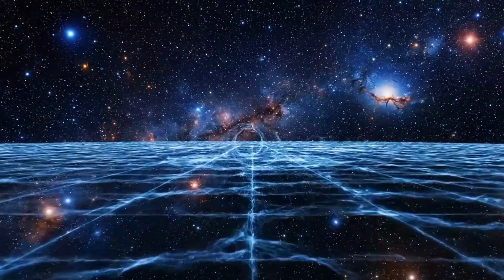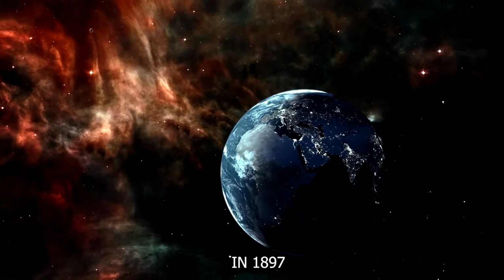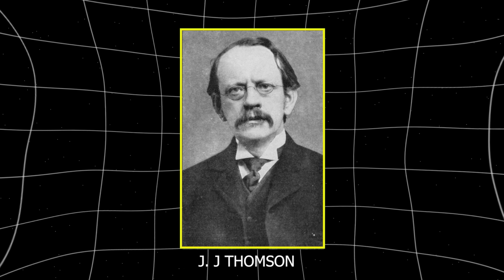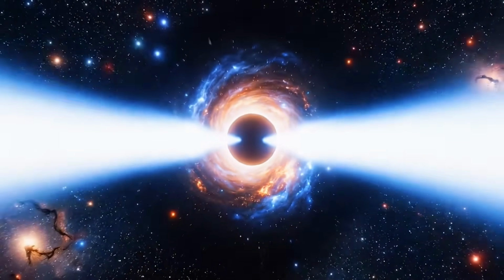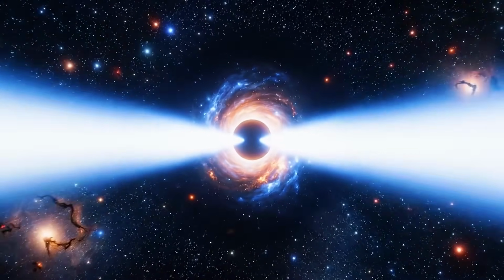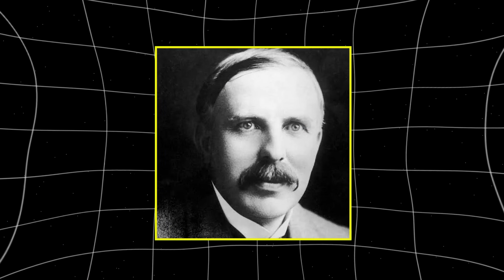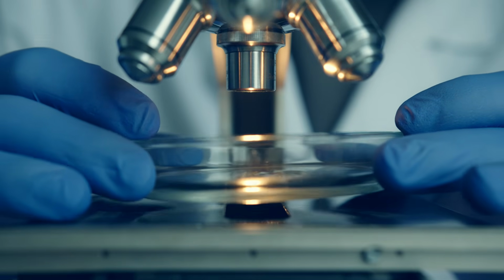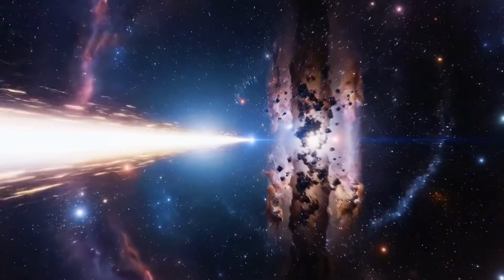The structure of the atom was established through a sequence of experiments. In 1897, J.J. Thomson identified the electron using cathode ray tubes and demonstrated that atoms contain negatively charged particles smaller than hydrogen. In 1909, Ernest Rutherford conducted the gold foil experiment, in which alpha particles were fired at thin metal foil. Most particles passed through with little deflection, but a small fraction scattered at large angles.